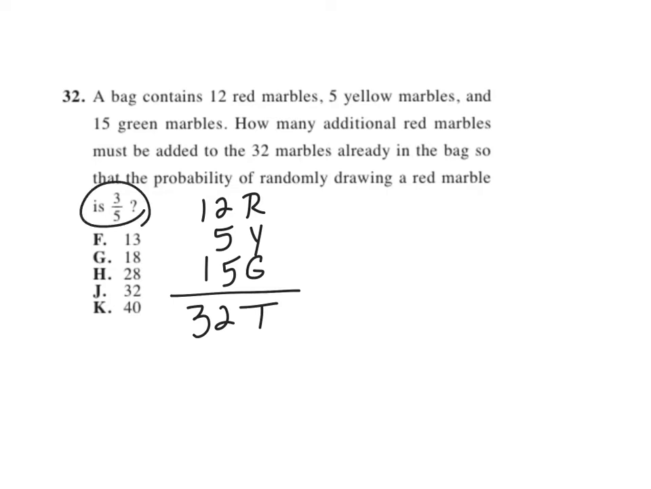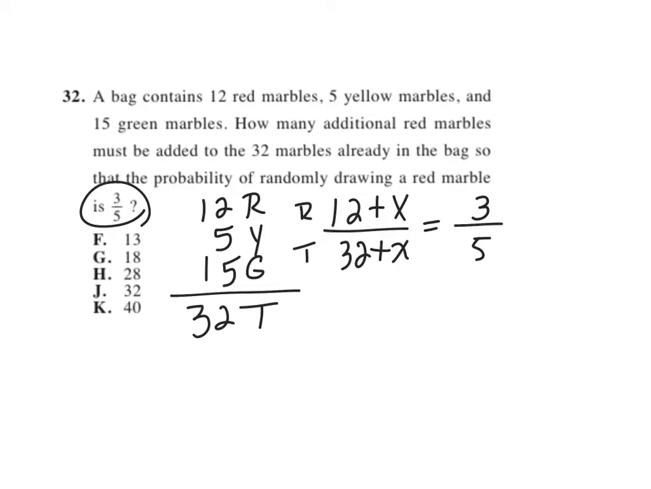So how many additional red marbles must be added to the 32 so that the probability of randomly drawing a red is 3/5? You can either start with the answer choices and add 13 to both 12 and 32, because if you add 13 to the red, it's going to add 13 to the total, and reduce that fraction until you get to 3/5. Or you can set up that equation where you say, all right, I know I want red over the total, so 12 plus some additional red marbles over 32 plus that additional red marbles needs to have a probability of 3/5.